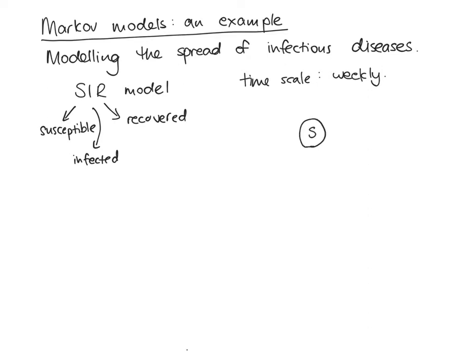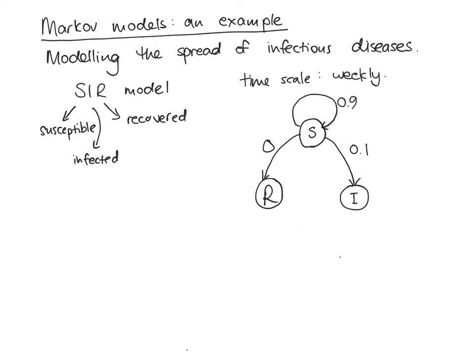If you're susceptible, we're going to say that it's actually reasonably unlikely that you're going to be infected. So let's give that a 10% probability. And in this model, we're going to say that if you're susceptible, you can't go straight to being recovered. You have to go through being infected, so our probability there is 0. So that leaves us that if you're susceptible, then with a 90% probability, 1 week later you'll still be susceptible, you won't be infected.